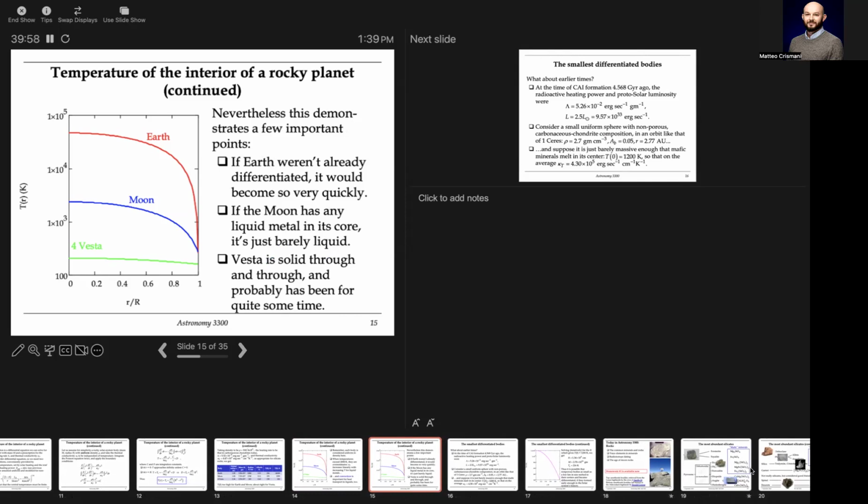Similarly, if the moon has any liquid metal in its core, it's just barely liquid, because we did say that those at 2800, I think, was 500. That's probably an overestimation of heat. And like we just said, just a solid through and through, and it's probably been solid for a long time. Notice that I said the word solid, not the word differentiated.